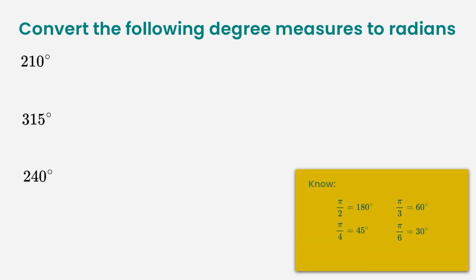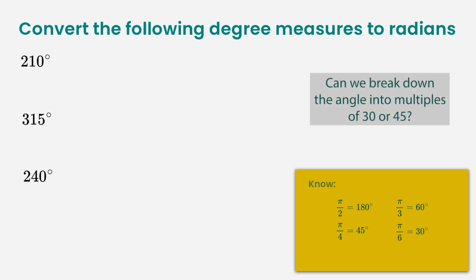For the following examples, we're going to convert them from degrees to radians. First, we ask ourselves if the angle is a multiple of 30 or 45. In the first example here, I know that 210 can be broken down into 7 times 30. Since we already know 30 degrees is pi over 6, 210 is 7 pi over 6.